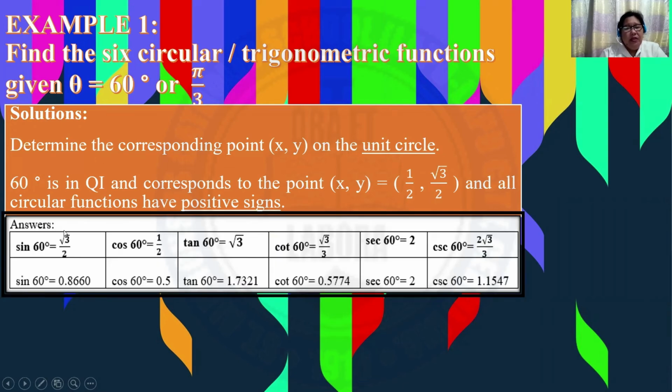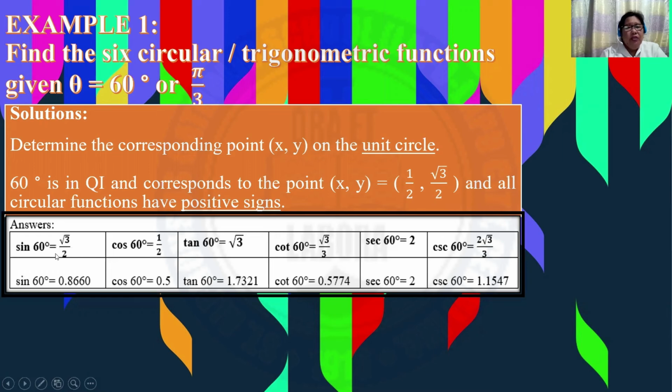So the answers, we have sine 60 degrees equivalent to square root of 3 over 2. Cosine 60 degrees is equivalent to 1/2. Tangent 60 degrees is equivalent to square root of 3. Cotangent 60 degrees is equivalent to square root of 3 over 3. Secant 60 degrees is equal to 2. Cosecant 60 degrees is 2 square root of 3 over 3.